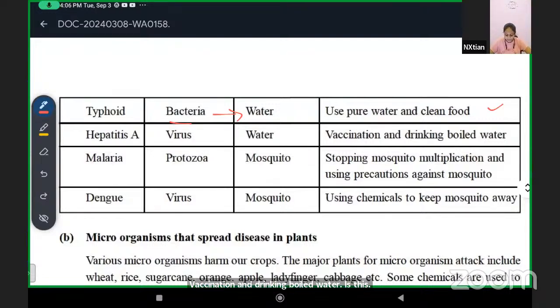Malaria and dengue are both spread by mosquitoes. We just studied about it. Malaria is caused by a type of protozoa, and dengue is caused by a type of virus. To avoid it, we can stop mosquito multiplication and use precautions against mosquitoes, using chemicals to keep mosquitoes away.